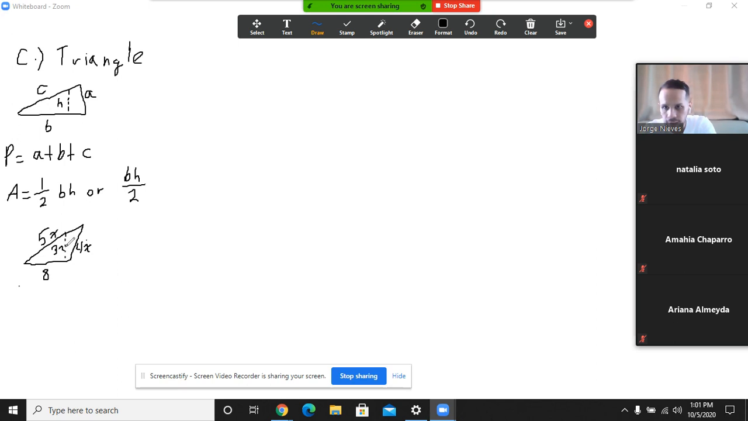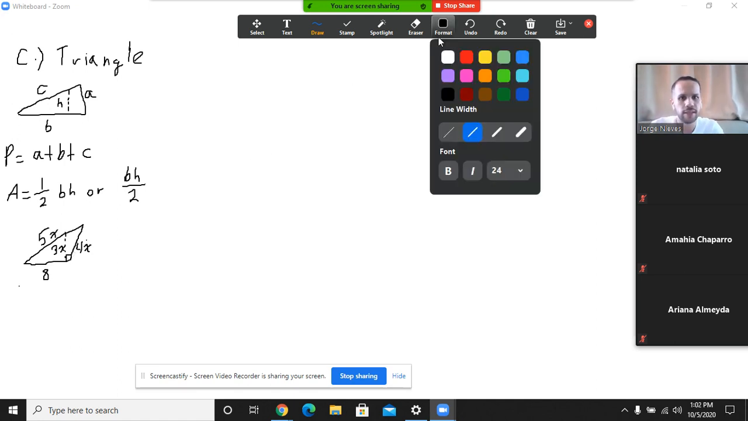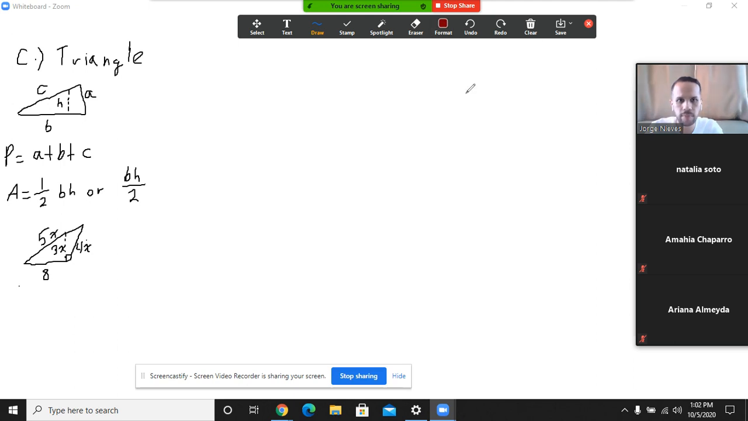Okay? 3x. So let's apply the formula. We're going to start with the perimeter. So it's going to be, well, just the addition of side A plus side B plus side C. Okay, let's do it. So, students, what is side A? ¿Cuál es el lado A en ese triángulo? What is side A?